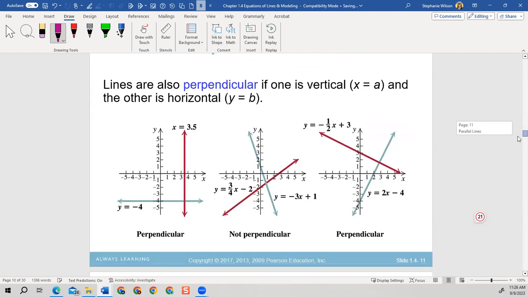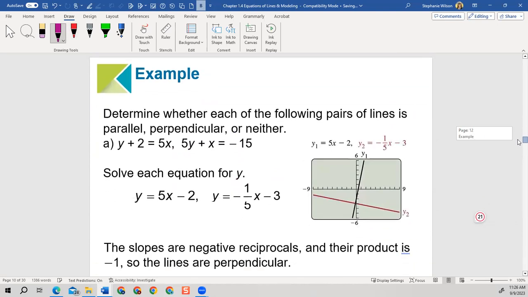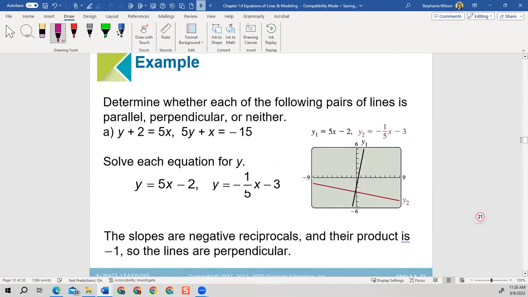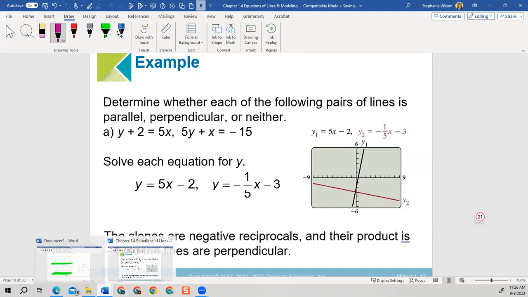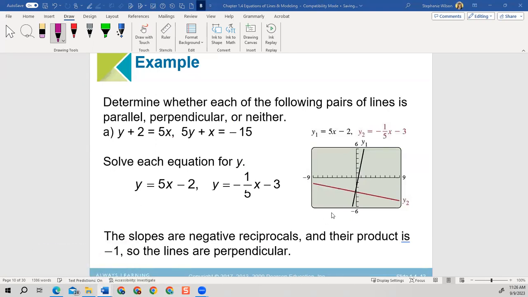So for perpendicular lines, if one is vertical, x equals a, then the other one is horizontal, and my equation will be y equals b. That makes sense, right? We've talked about this in previous sections. Okay, so we're going to determine if they're parallel, perpendicular, or neither. I'm going to write this down, so you have to give me a second to get this on my Word doc.